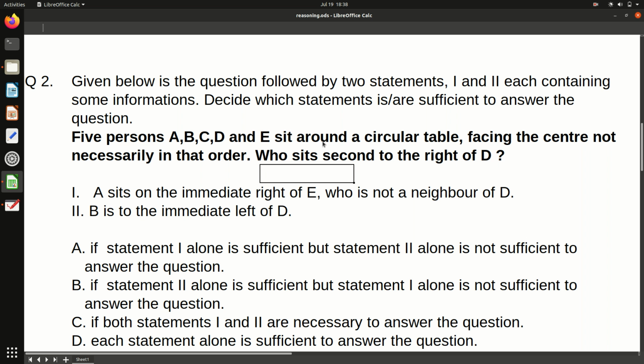To solve this question, you need the help of the statements, because you know nothing about the arrangement. So we will take the help of the statements. Let us start with the first statement, which says that A sits on the immediate right of E, who is not a neighbor of D. So A is sitting to the immediate right of E, who is not a neighbor of D.